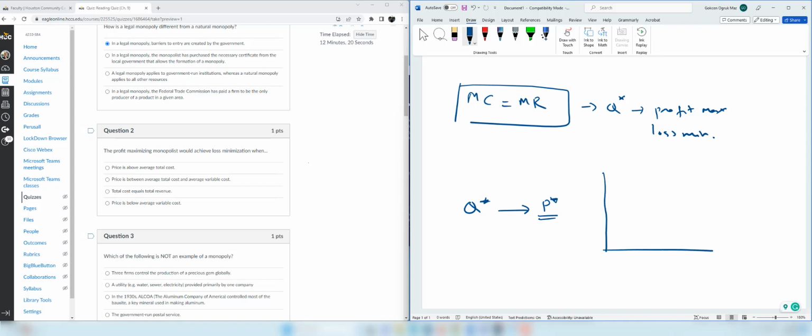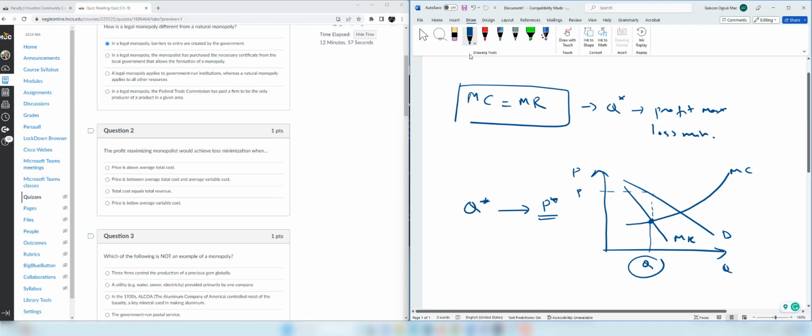Let's see it on the demand curve. So the monopoly's demand curve is downward sloping, and let's say this is the marginal cost curve and this is the marginal revenue curve. The intersection of marginal cost and marginal revenue tells us the quantity where the monopoly finds the optimal point, and using this optimal point, going up to the demand curve, we can find the price that corresponds to that optimal quantity. But the question is, this optimal quantity could be a profit maximization point or a loss minimization. So how do we understand?